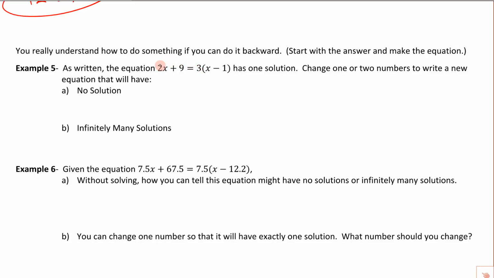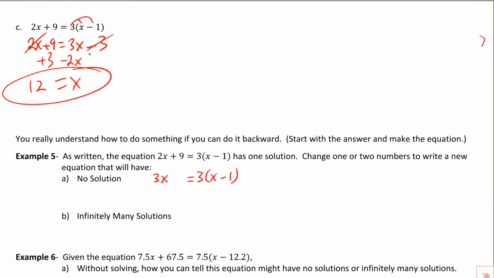I'm gonna go ahead and change this one right here. So one thing we could do is make this a 3x, and that's going to be 3 and then the x minus 1. And then if we want no solution, these constants need to work out to be different. Well, remember, if you distribute through, this was a negative 3. Let me slide this up so you can see that. Remember, that was a negative 3.